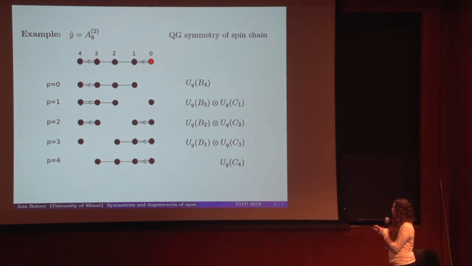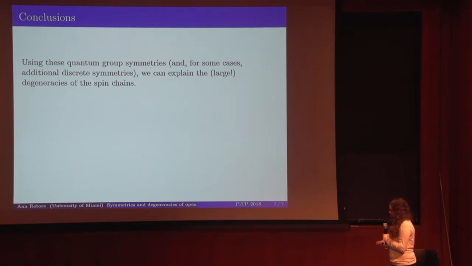So we have nodes from 0 to 4. If we remove node 0, we get the Dynkin diagram of B4, so we have U_q(B4) quantum group symmetry. But if we remove node 1, we have a B3 Dynkin diagram here and a C1 here, so we have U_q(B3) times U_q(C1). And we can do the same for the other diagrams. The important point is that only by looking at the Dynkin diagrams, we can know which kind of quantum group symmetry to expect.